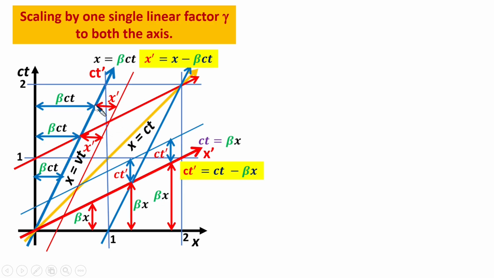Now you see here, suppose this distance here is x prime in the prime frame. So this x prime is nothing but the distance from here to here, which is x minus beta ct.